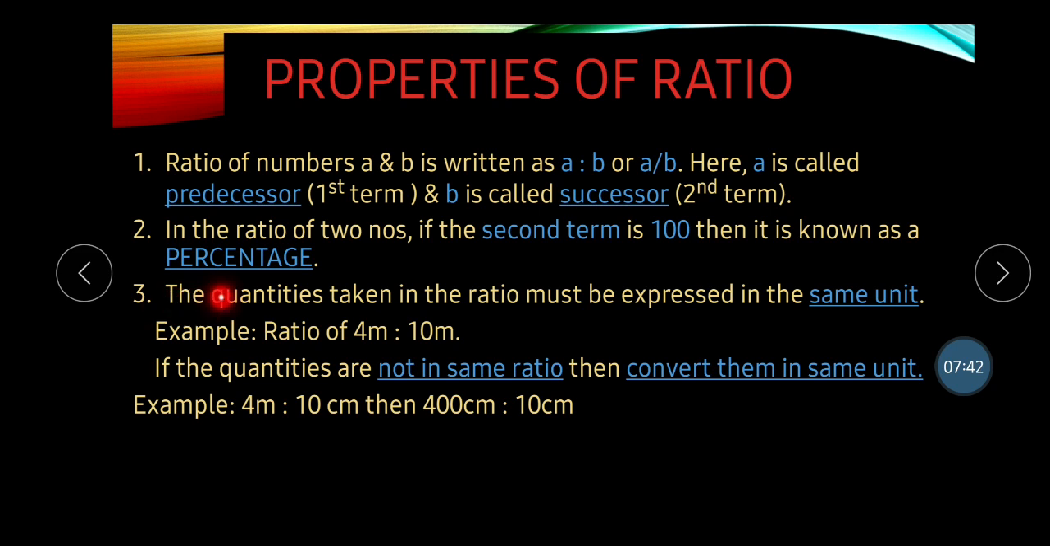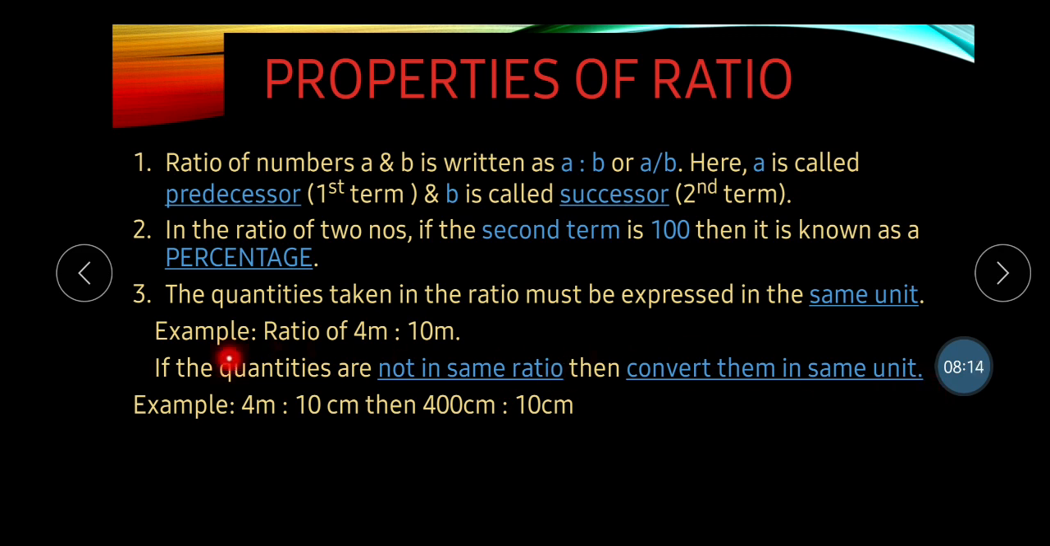Third property, the quantities taken in the ratio must be expressed in the same units. So, you need to take the units the same, that is meter, meter, centimeter, centimeter. If they are not in the same units, we need to convert them. Example, the ratio 4 meter is to 10 meter. So here the units are meter and meter, both are the same. If the units are not the same, then convert them into the same units.